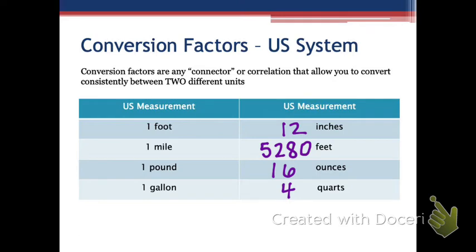We could say how many cups are in a pint. We could say how many pounds are in a ton. Do you know that one? How many pounds are in 1 ton? 2,000. 2,000 pounds in 1 ton. Okay? All right, very good.